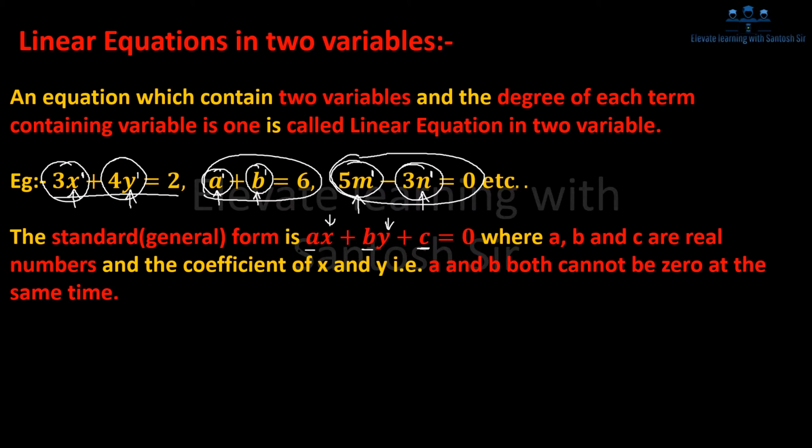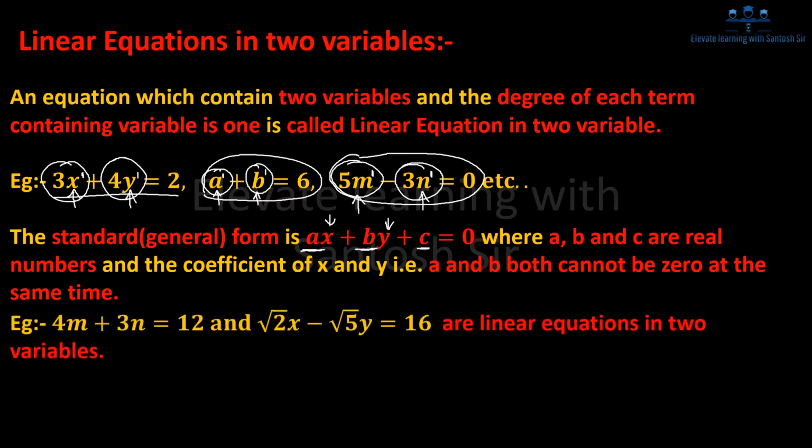So any equation which looks like ax + by + c = 0, where in the place of a, b and c you have numbers and in the place of x and y you have variables, can be called a linear equation in two variables. One thing to remember is the values of a and b both cannot be 0 at the same time. If one of them is 0, it's okay, but both cannot be 0 at the same time.